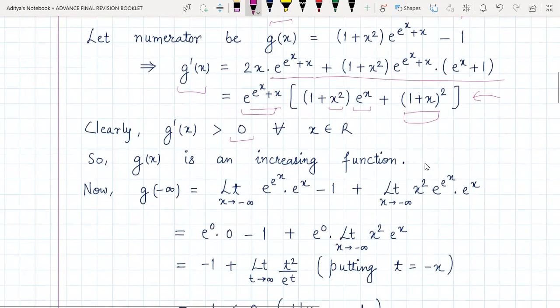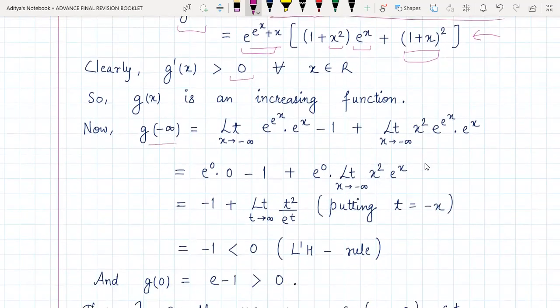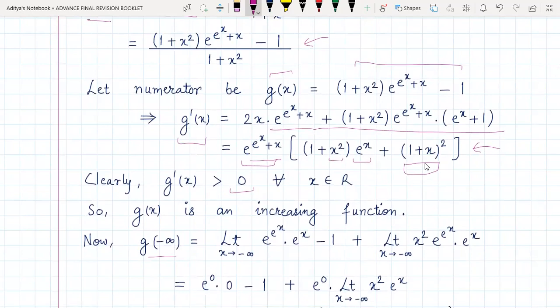Now what we are able to observe is that g of minus infinity comes out as a negative quantity, which is minus 1. How have we found it? So basically we have applied x tends to minus infinity on the function g of x, right? Now I am first writing this particular function as e power x into e power x, right? And then I'm opening it up. So opening the brackets up, 1 into this quantity is simply this quantity, then minus 1 here also, and then plus x square into e power whatever, so that quantity comes here.